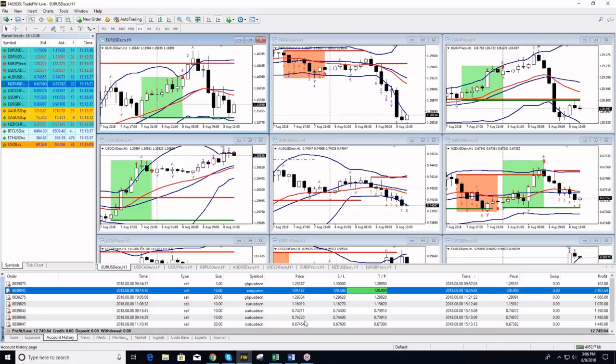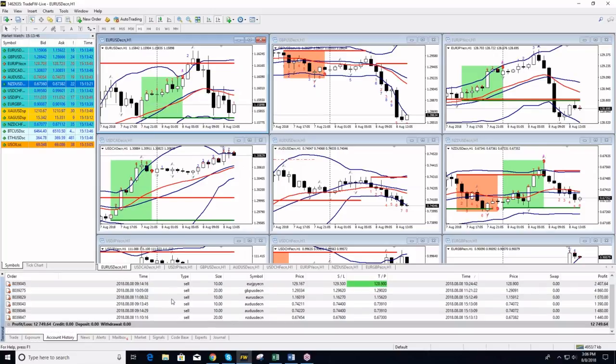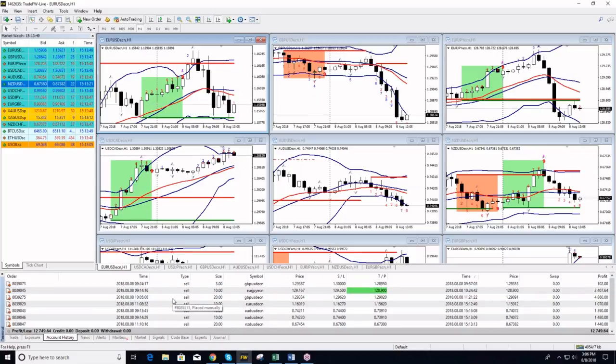$12,750. I have closed all my positions, and we will wait and see if in the afternoon we have any more trades to place. So guys, that's a very good day for us here. $12,750 out of intraday trading positions on Forex. Thank you very much.